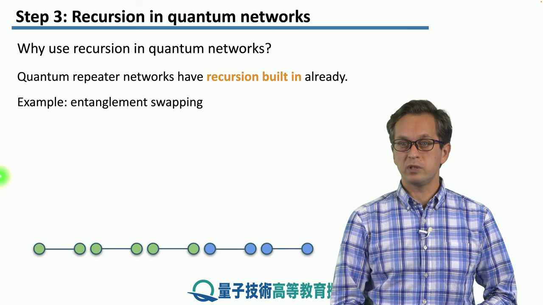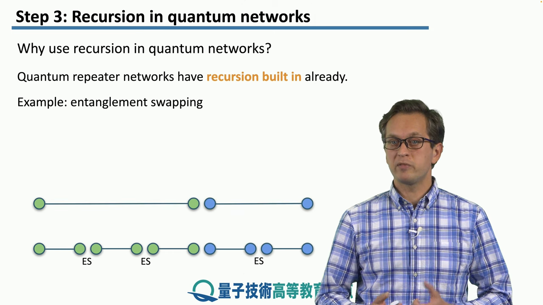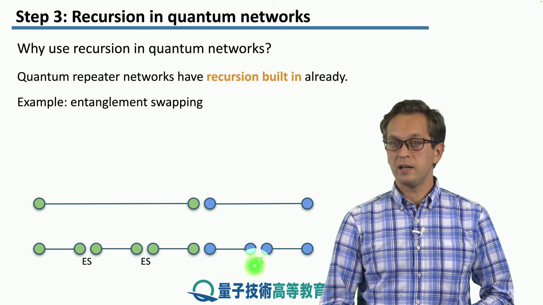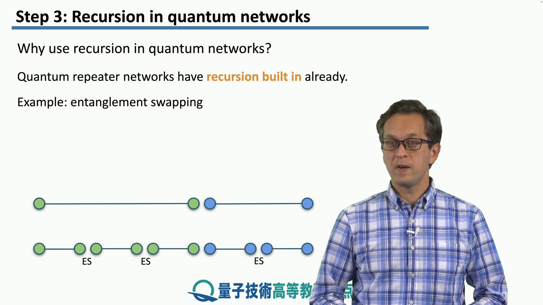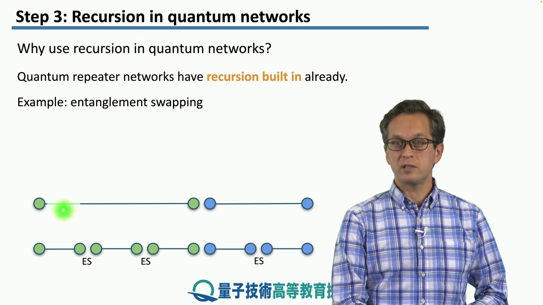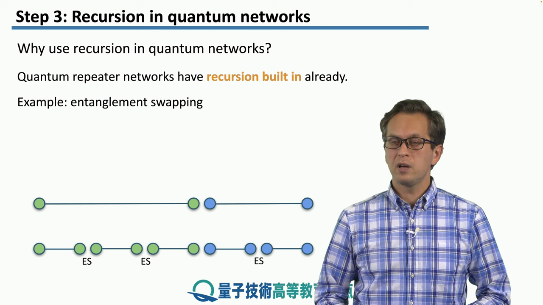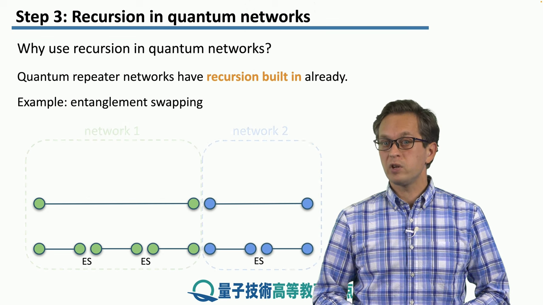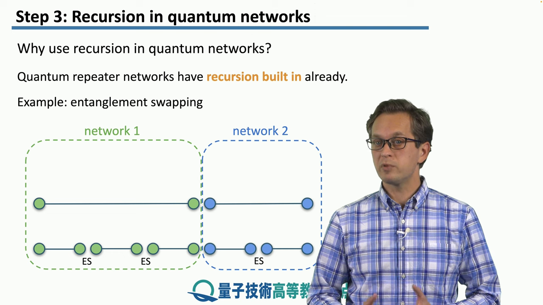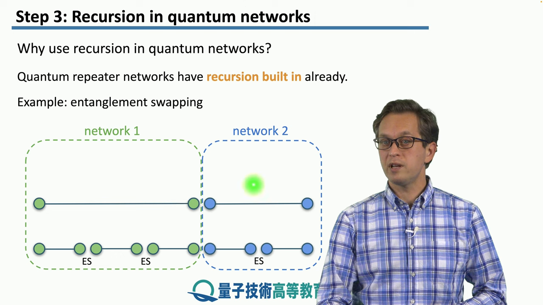Over here, we're starting with 5 link-level Bell pairs. And we perform entanglement swapping at these intermediate nodes. These two over here, and entanglement swapping over there. What we do is we produce a Bell pair again, but this time shared between these two green end nodes and between these two blue end nodes. They are colored in different colors because they could represent different networks. The green one represents network 1 and the blue one represents network 2. So now we are sharing long distance Bell pairs within a network.